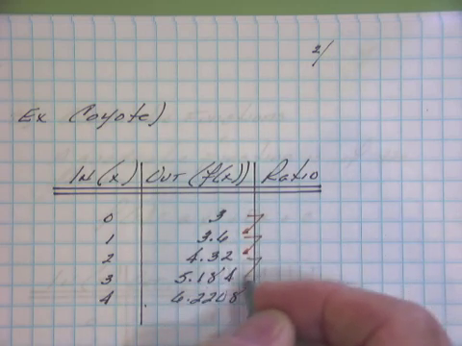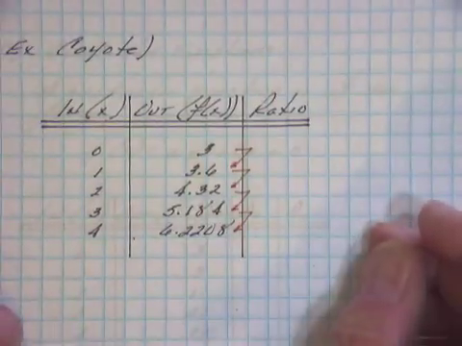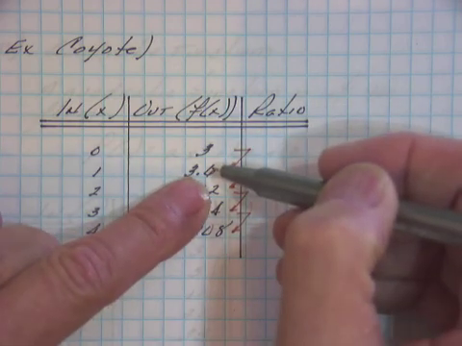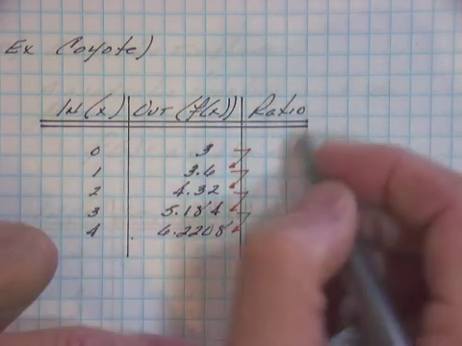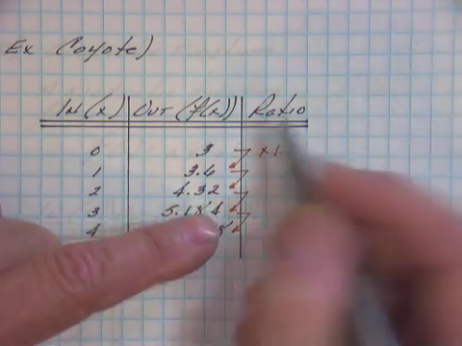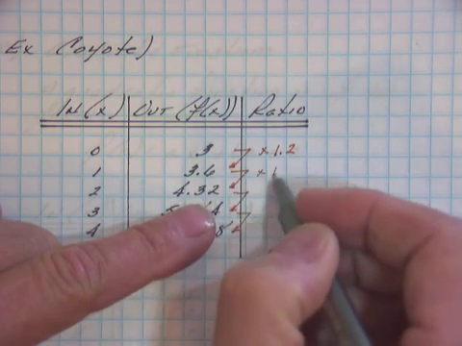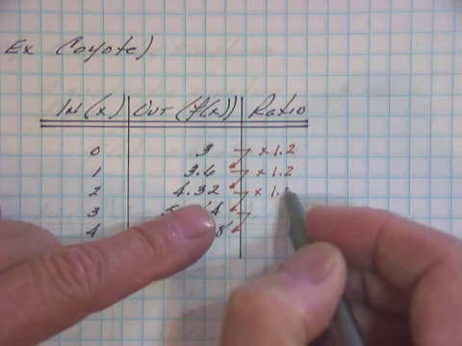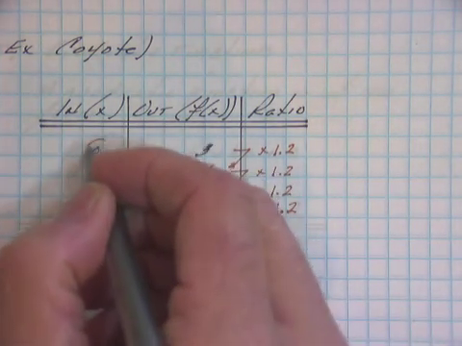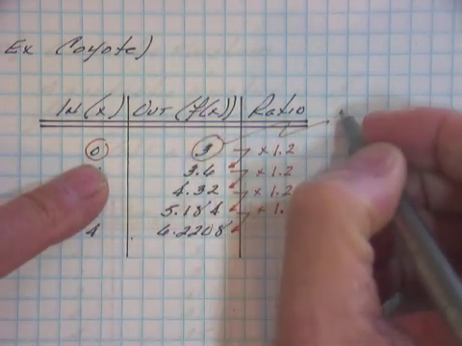So this is apparently example coyote. And we're going to look at this and see what the ratio is each time. Now, what I've done ahead of time is I've taken a calculator and I've gone 3.6 divided by 3, and I got 1.2. And if you don't trust me, pause the video and check that. Take 4.32, divide it by 3.6, and you get 1.2. So we're multiplying each time by 1.2. All right?